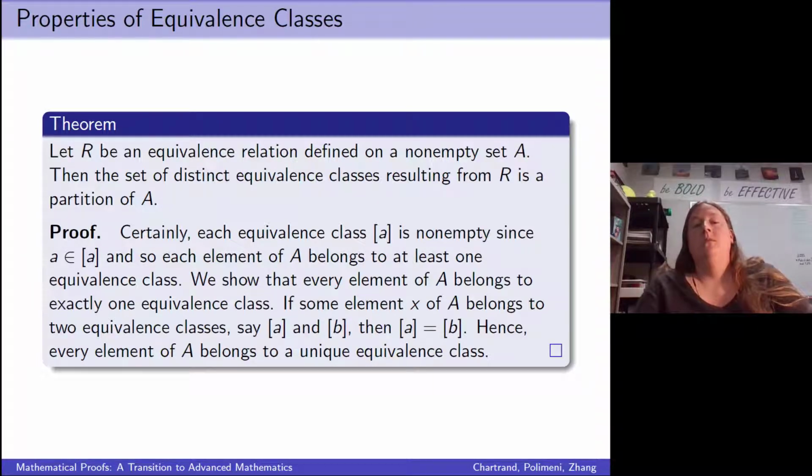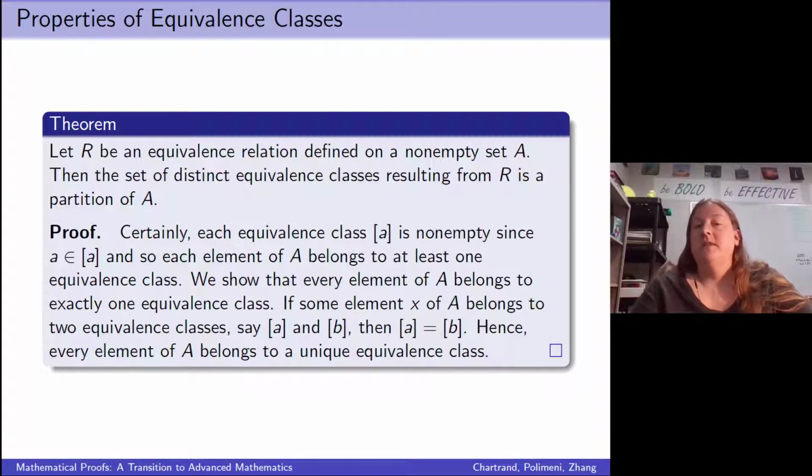So we're going to have R be an equivalence relation defined on a non-empty set A. Then the set of distinct equivalence classes resulting from R is a partition of A. Now remember, a partition is a collection of subsets such that every element of the set A is in exactly one of the subsets, and none of the sets are empty. So we're going to take a look at how we can show that the set of distinct equivalence classes resulting from our equivalence relation are in fact a partition of A.